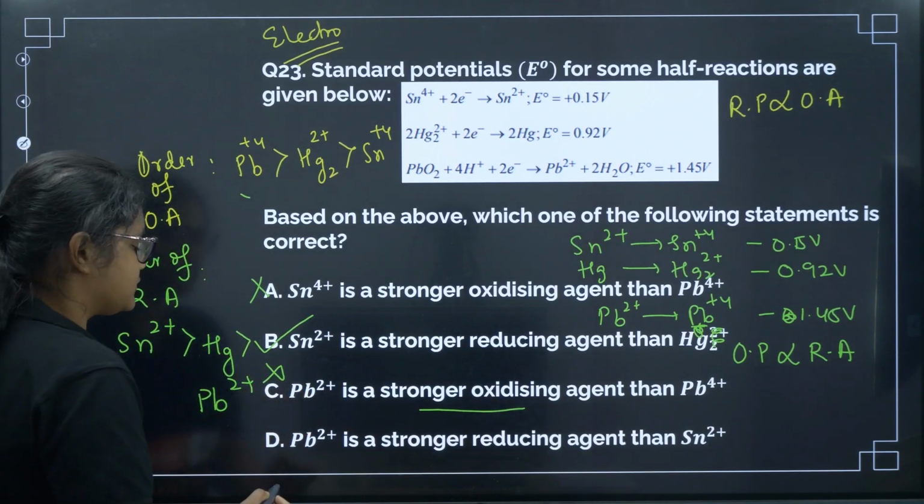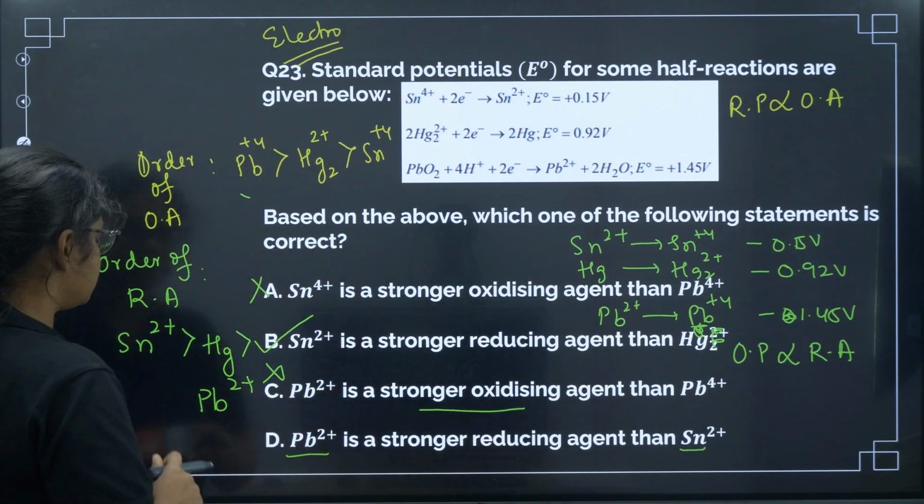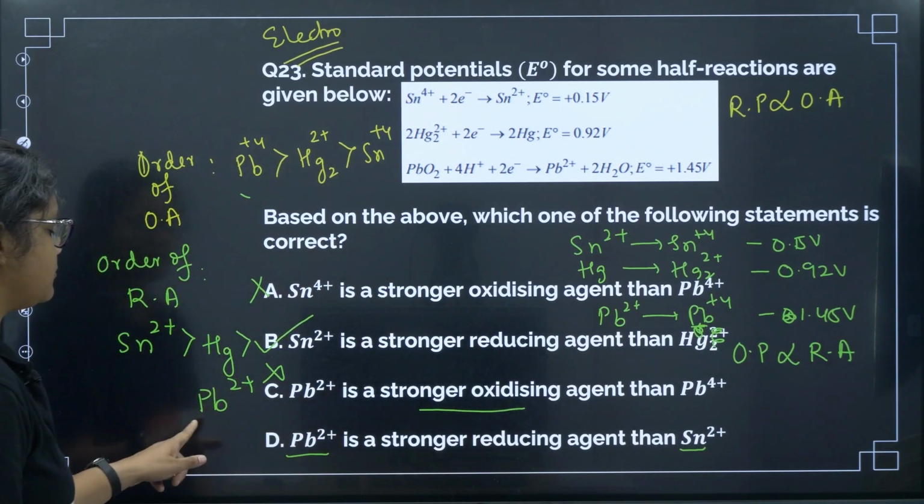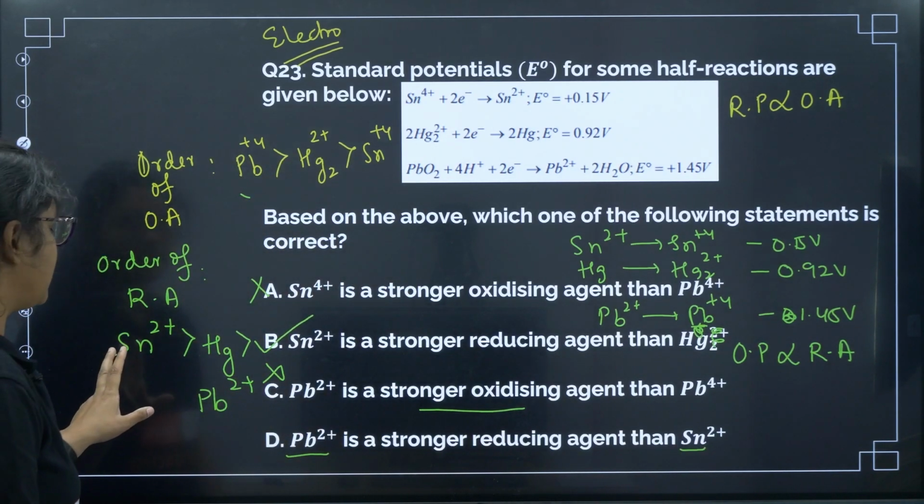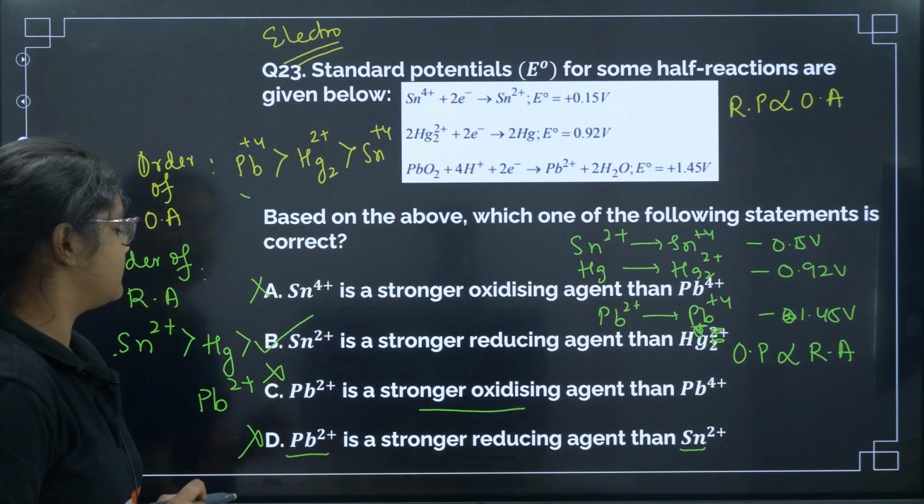Now if you see the last one, Pb2 plus is a stronger reducing agent than Sn2 plus. So that is also incorrect. Pb2 plus is a weaker reducing agent than Sn2 plus. So this statement is also incorrect. Correct answer is option number B.